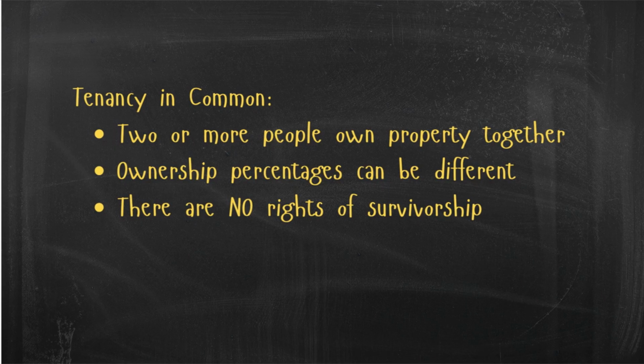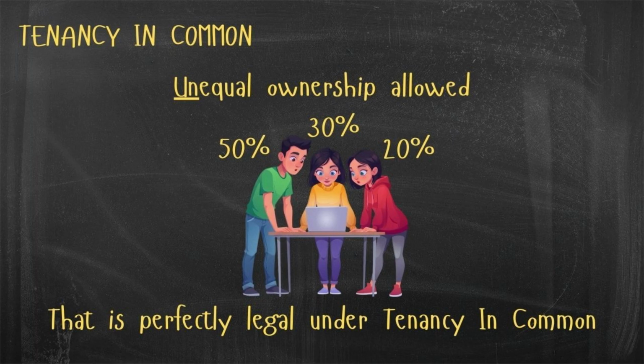Now let's talk about tenancy in common. Tenancy in common means two or more people own property together. Ownership percentages can be different. There are no rights of survivorship. So this is interesting. Unequal ownership is allowed in tenancy in common, which is very different from joint tenancy, meaning tenancy in common co-owners can hold different percentages.